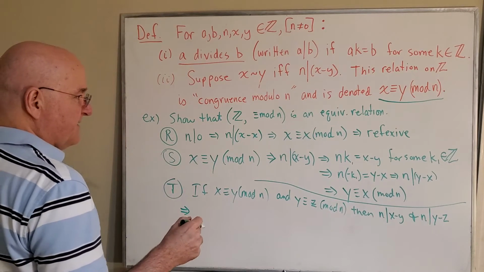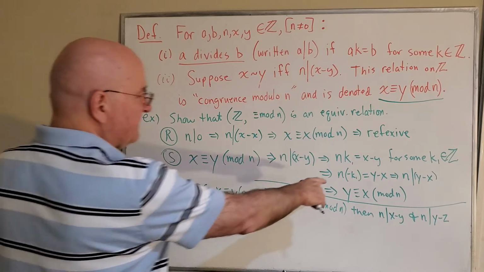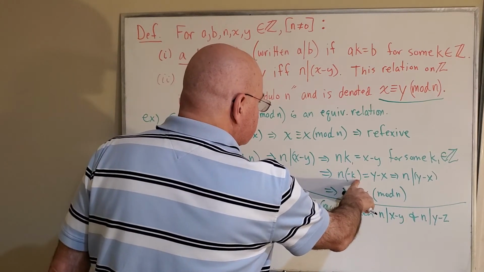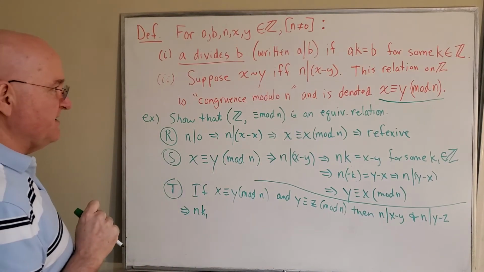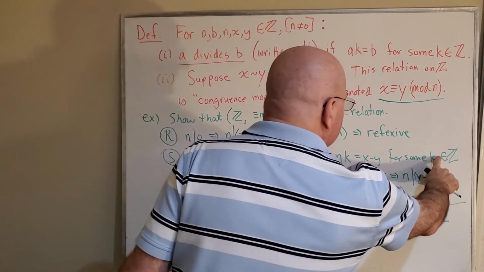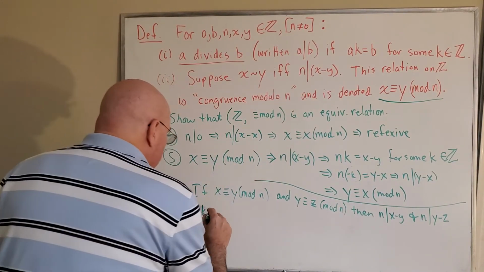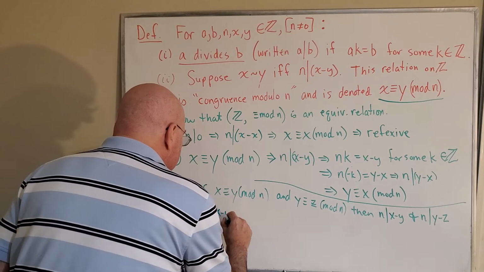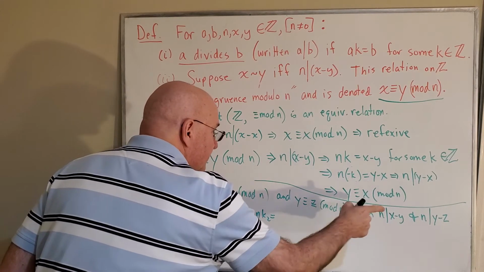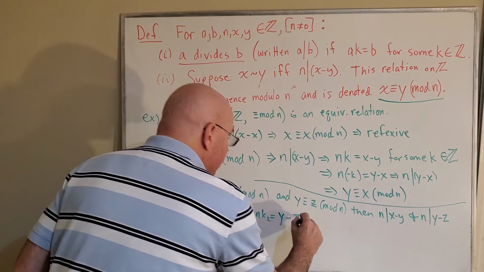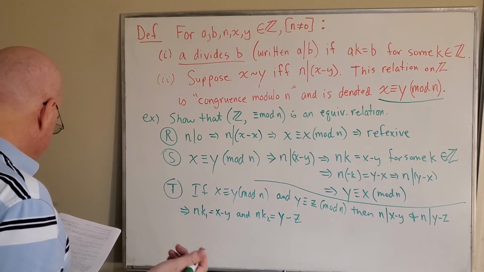Well, that implies that n times k1, and I just realized I didn't need to call that k1 in the previous one since I only used one value of k. In this one, I'm going to need a k1 and a k2. That implies n times k1 is equal to x minus y, and n times k2 is equal to y minus z. That's just the definition of what it means for n to divide something.